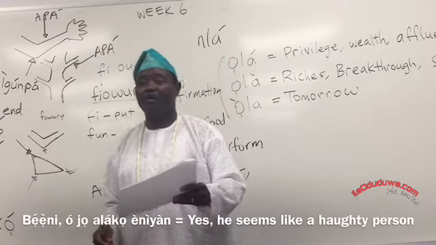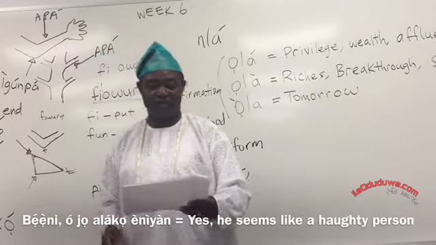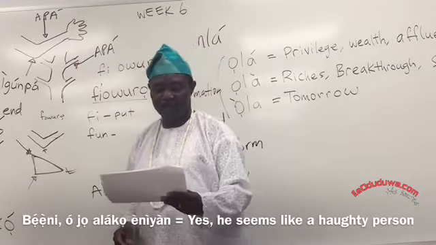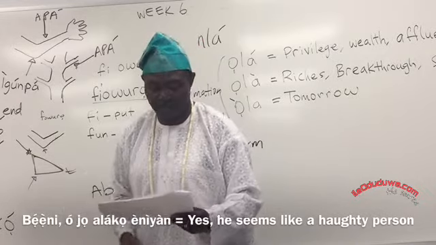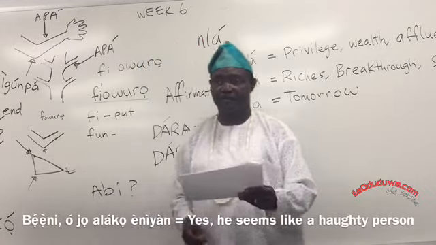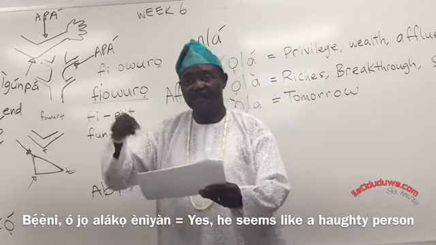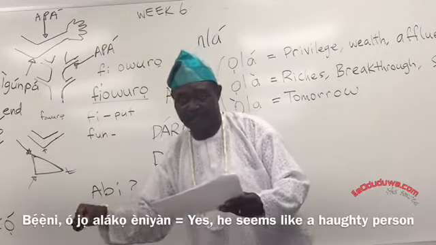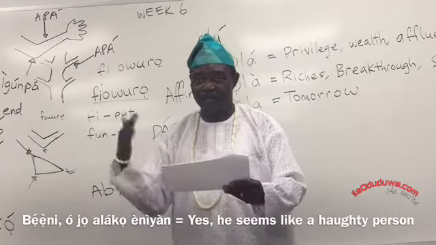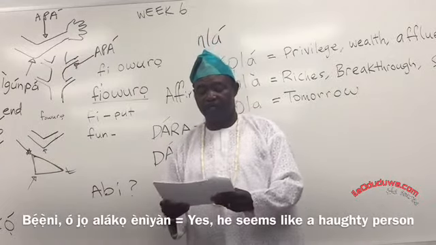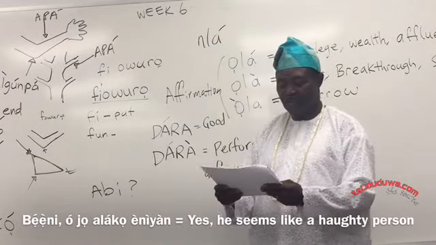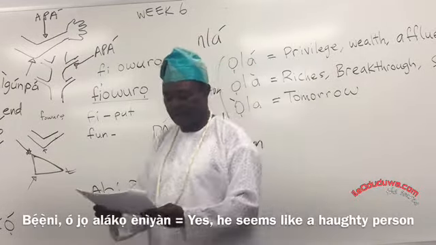Ojo alako eniyo. Let's say it together. Beni. Ojo alako eniyo. Eniyo. Down, down, down. Alright? Yes, he seems like a haughty person.